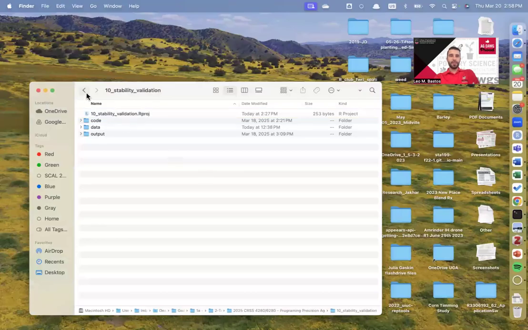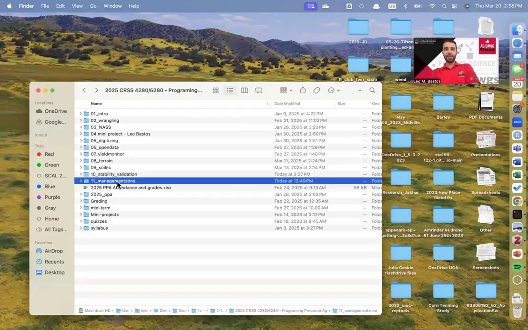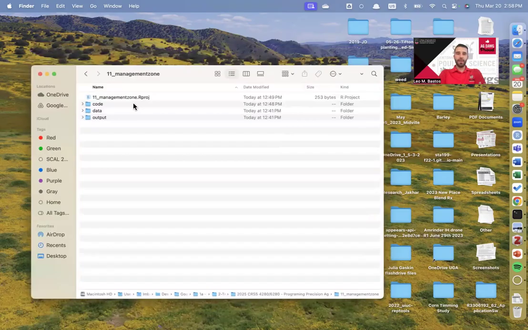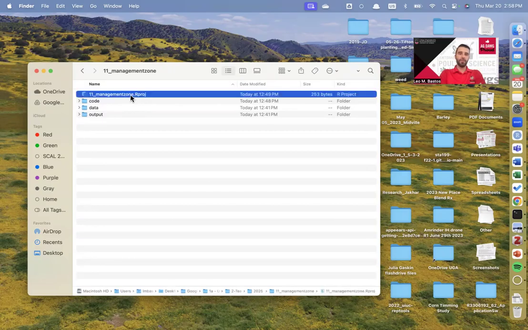I shared another file with you on GitHub, and I asked you to create a new exercise called 11 Management Zone. I asked you to create the code, data and output subfolders, to move this script I shared with you to the code folder, and then create an RStudio project at that level. I did all that as well before class. I hope you had time to do it before class too. And if you didn't, you know the drill. You can catch up with me on your side if you need to.